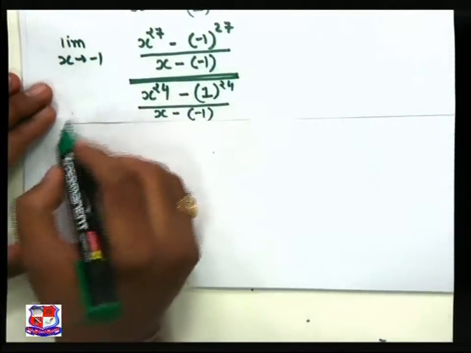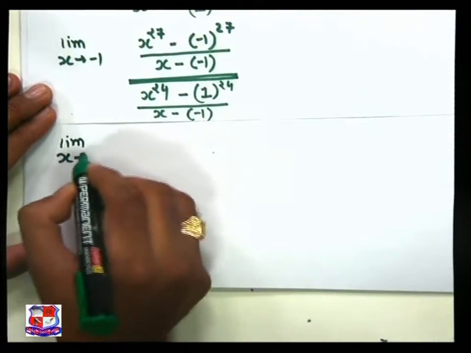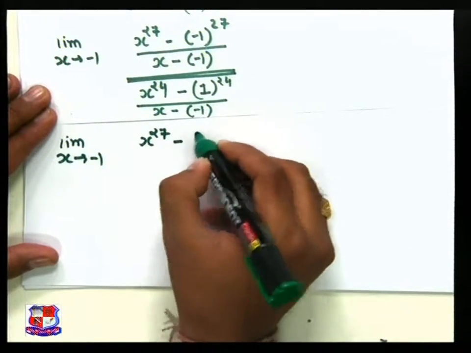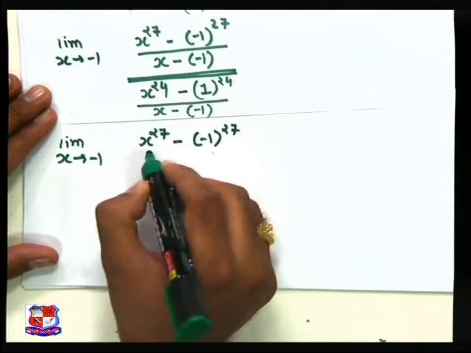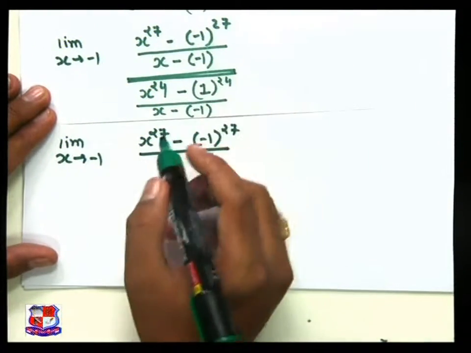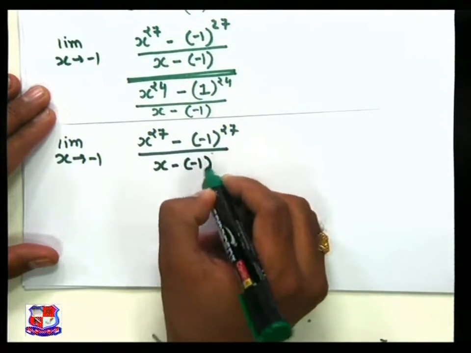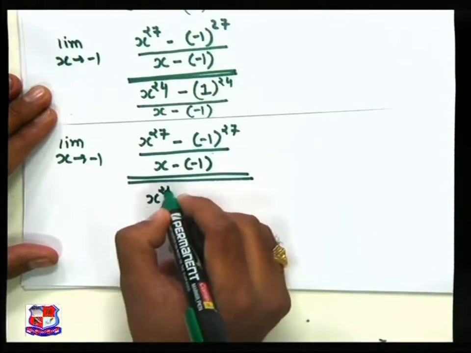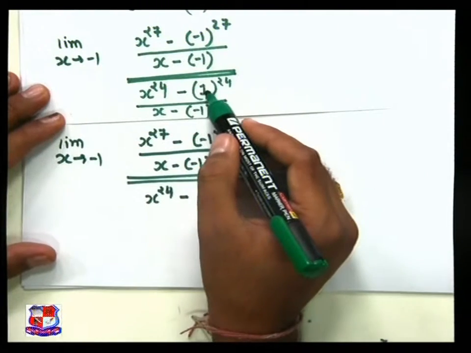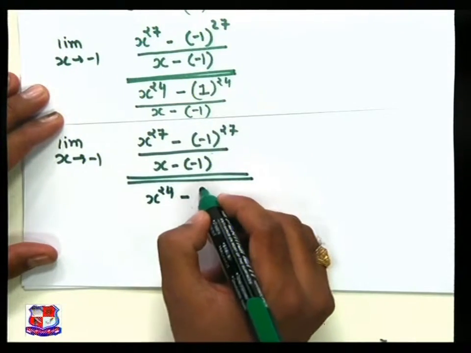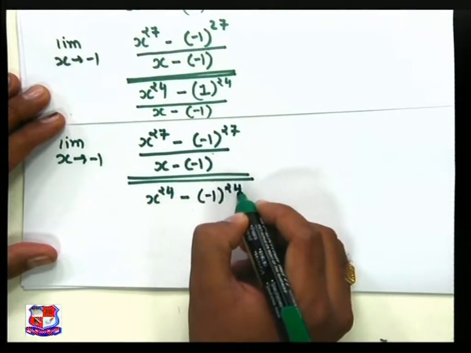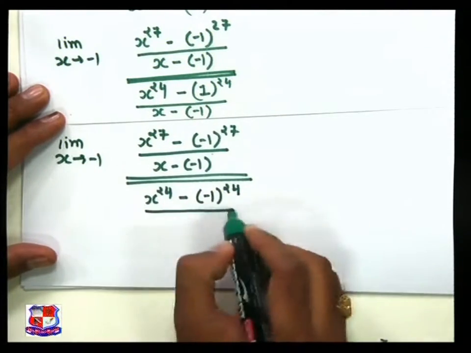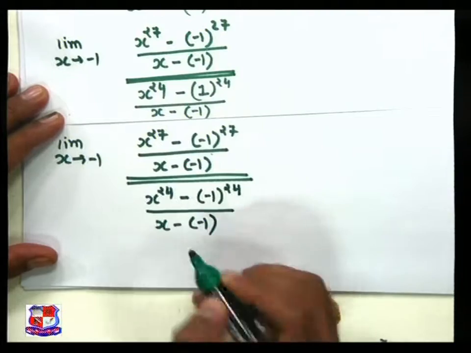Here limit x tends to minus 1, x raised to 27 minus 1 raised to 27, divided by x minus 1, all divided by x raised to 24 minus, now we want to convert this one into minus 1, that is minus 1 raised to 24. Why? Because we want to divide by x minus 1. So here x minus 1.